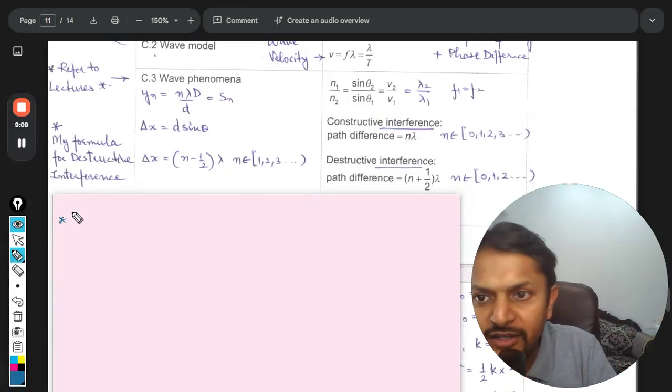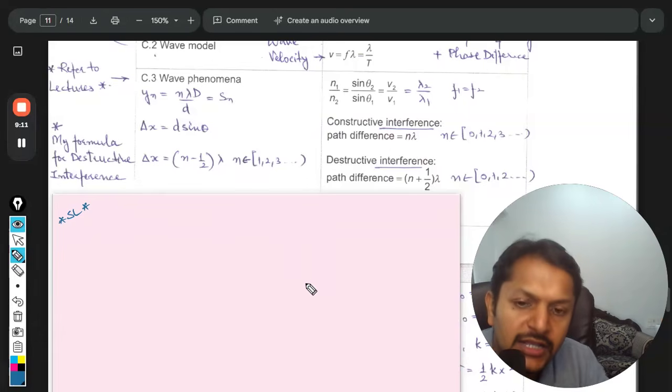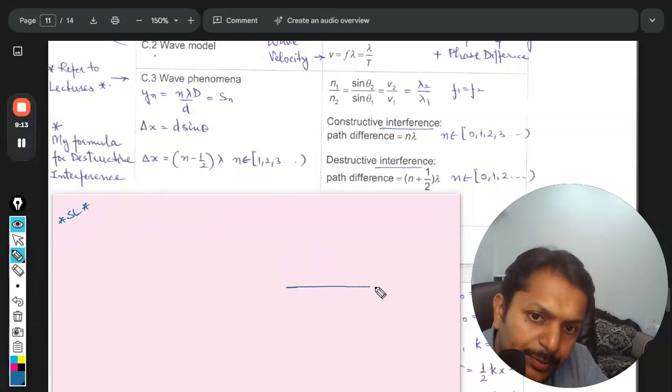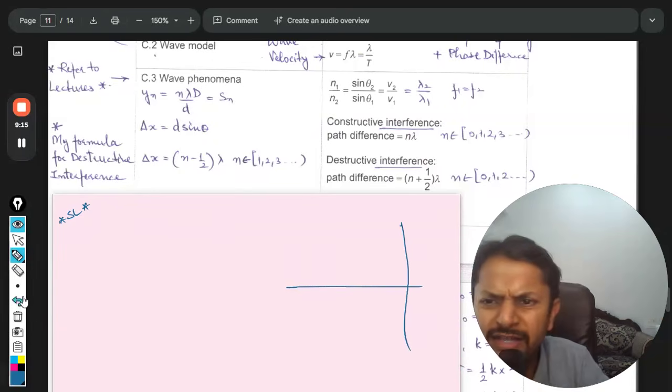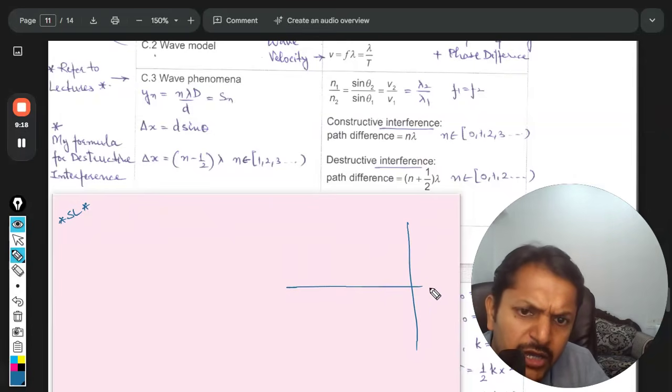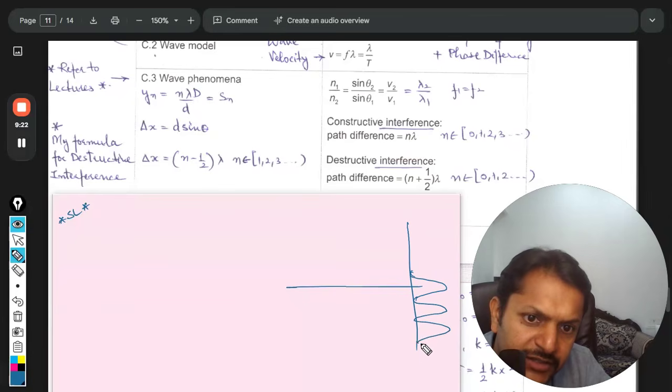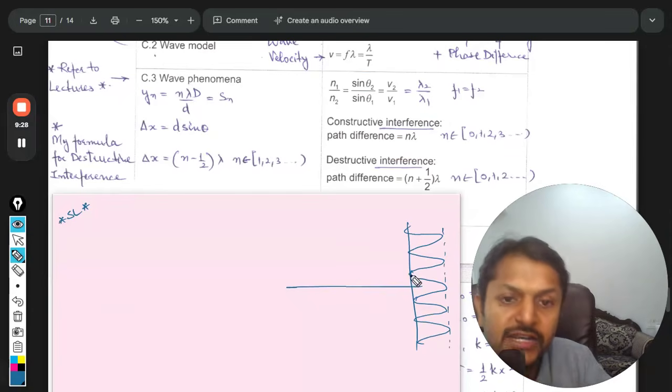This is included in the SL part, no doubt about it. So let me draw the pattern here. One quick thing, I won't be taking much time. So this is the central bright fringe, then first bright, second bright, similarly first bright, second bright. The amplitude is not reducing here. Be very careful for the interference.